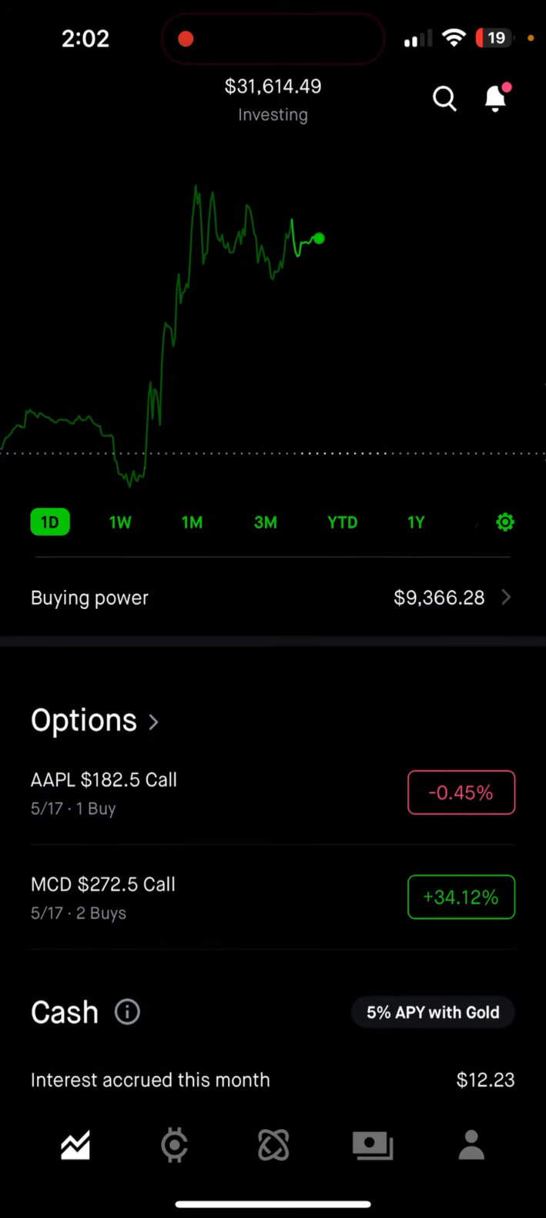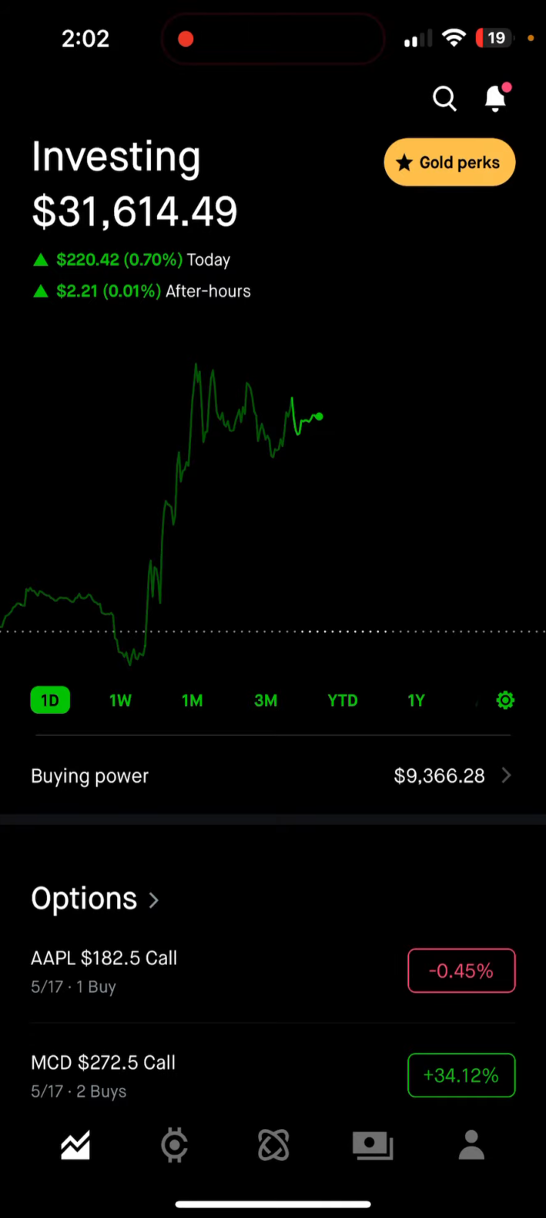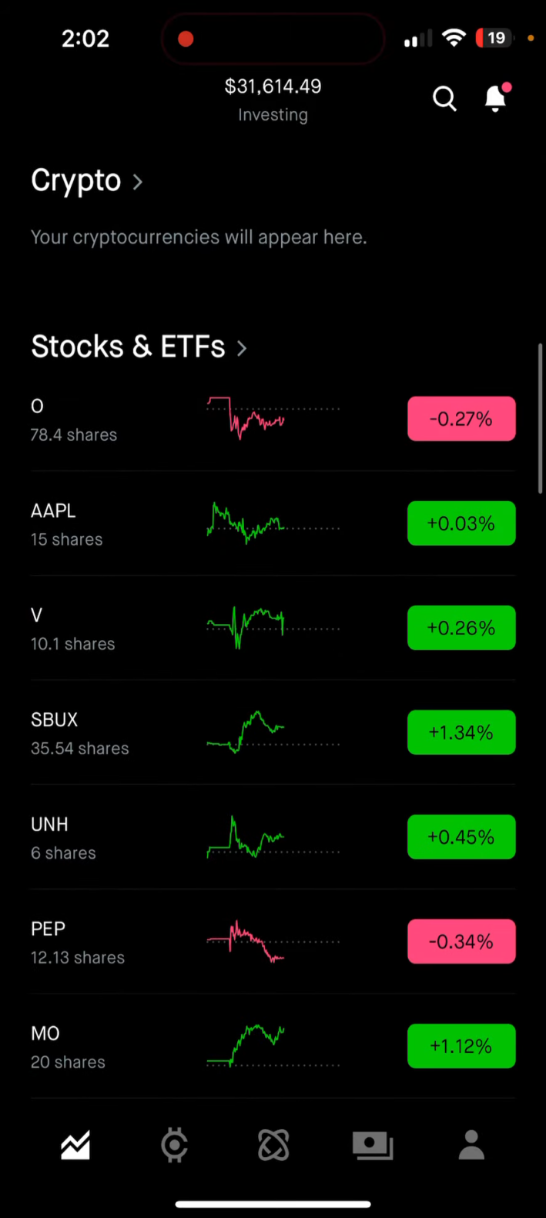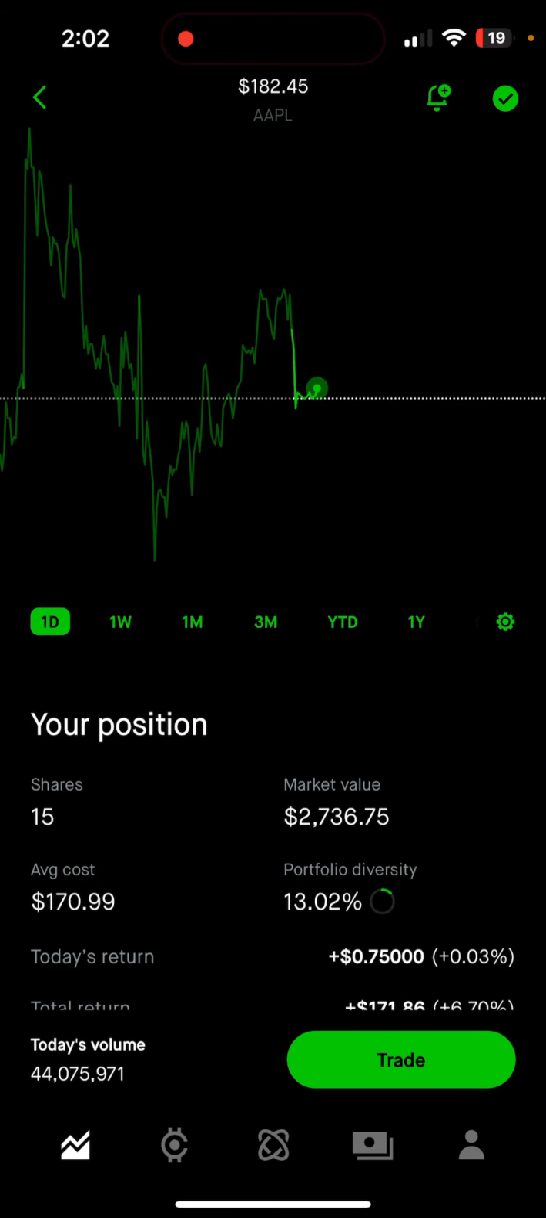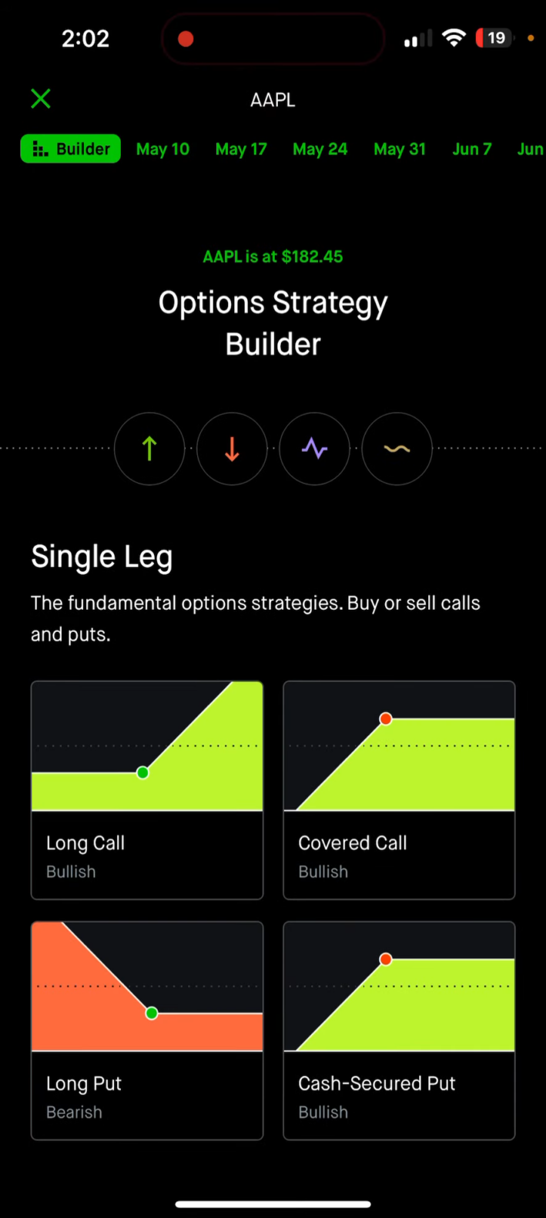So what you want to do on Robinhood specifically, if you want to buy an option, let's just click Apple for example, and we're going to click trade options. And on top here, we're provided with expiration dates. The closer it is to the expiration date, the riskier it's going to be. As you move out, you have all these expiration dates that are set here.